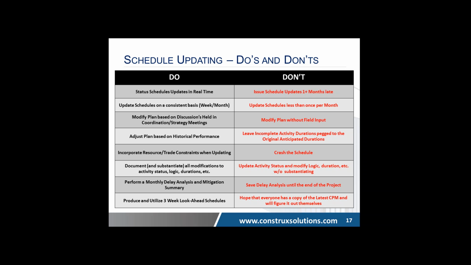Incorporate trade constraints when updating, resource and trade constraints. A lot of times I see schedules where crews are moving from one area to the next. And I'll go back to this high-rise building idea: once the mechanical guy gets done with floor 1, he moves to floor 2. And once he gets done with floor 2, he moves to floor 3. There may actually be 2 crews. They may be going 1, 2, and then 3, 4, and then 5, 6.